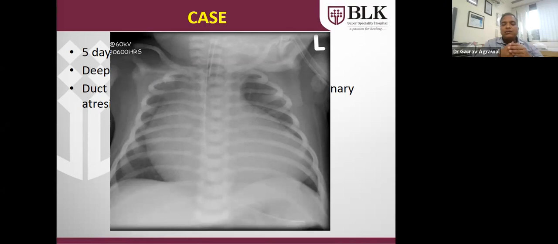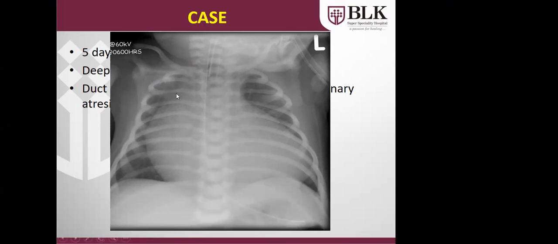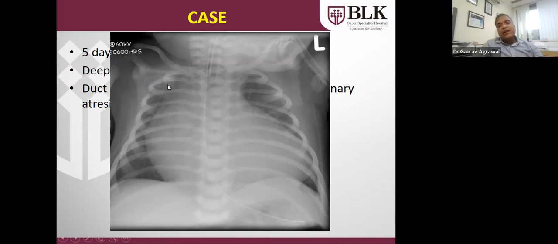Cardiomegaly is there or not? Yes, sir. The right heart border is hugely enlarged. Right atrial enlargement is there. This is a typical X-ray of Epstein anomaly.